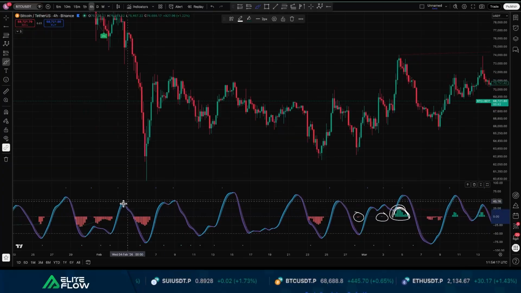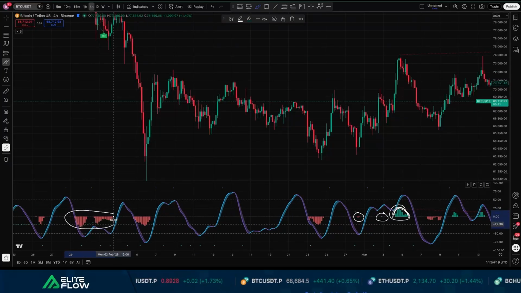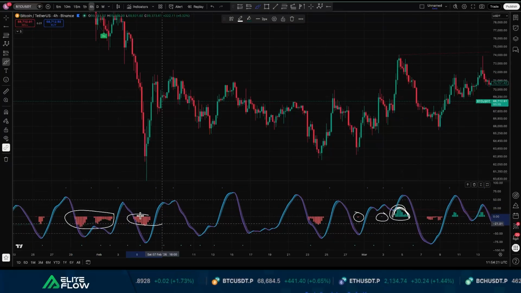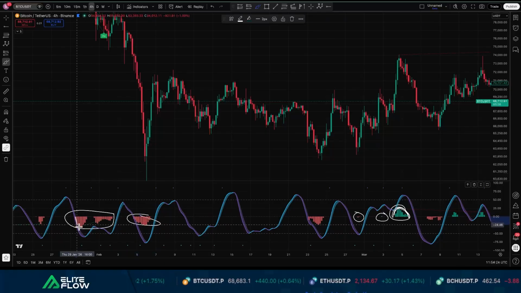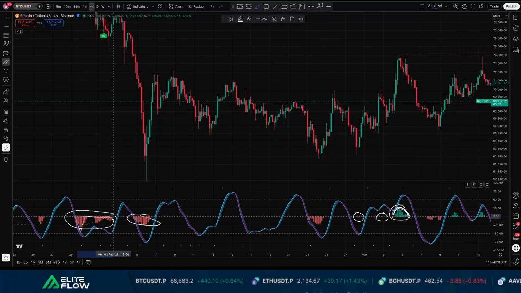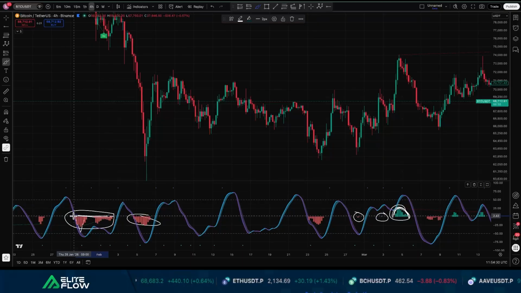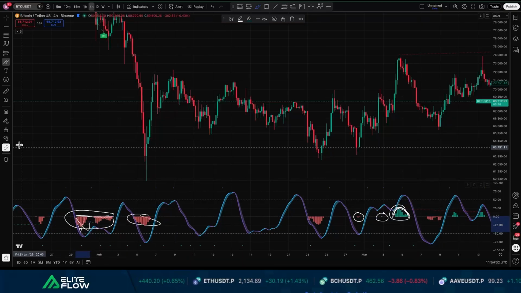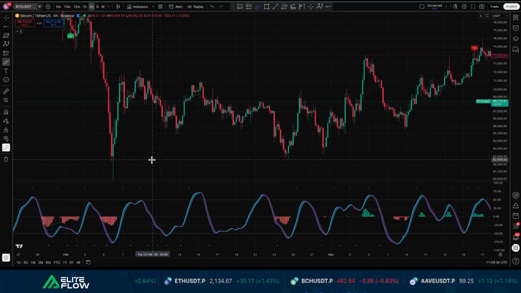Then if we look around here, this is big. This is big money flow. This is big money flow. Why? Because it's taller and it's longer. The longer it is, the stronger, and for more time it is, and the bigger it is, the more volume there is in it. So that's the basics of that.